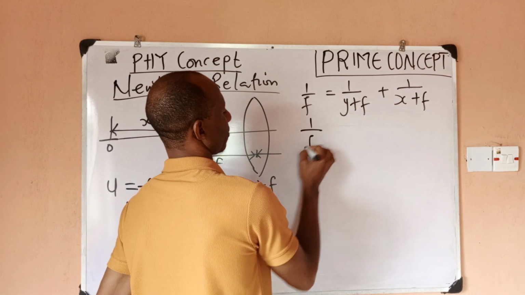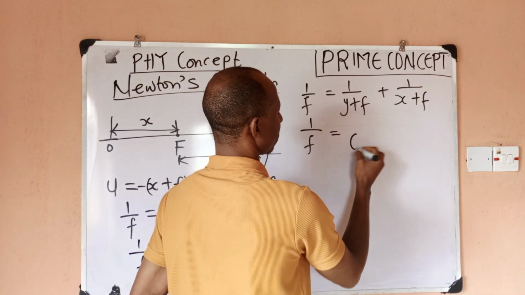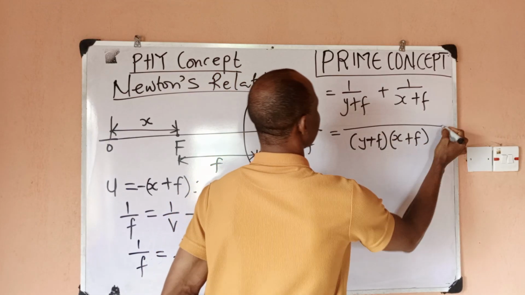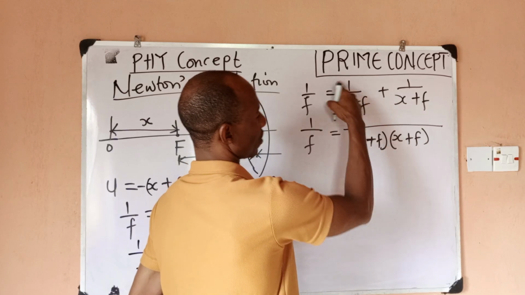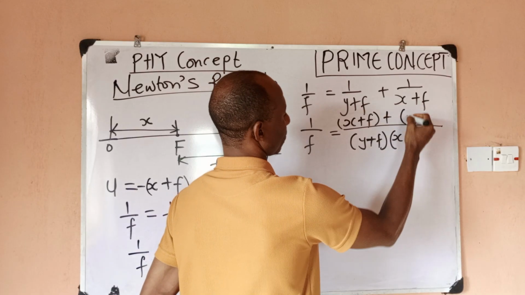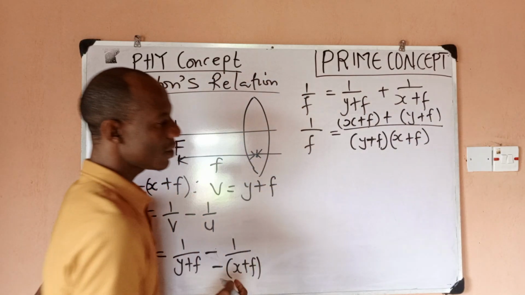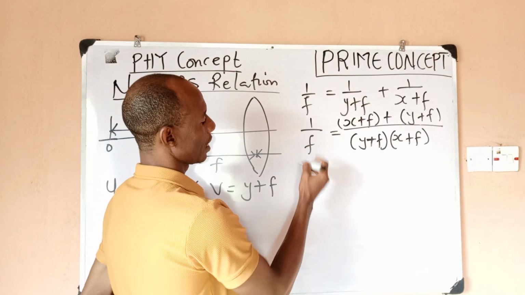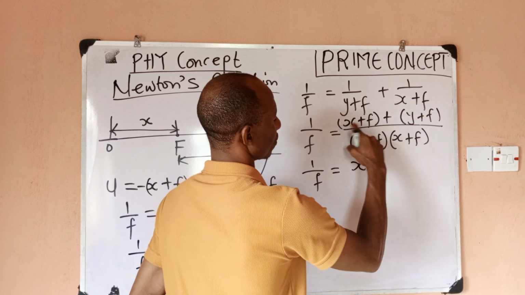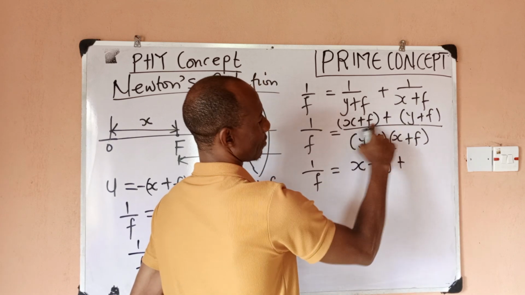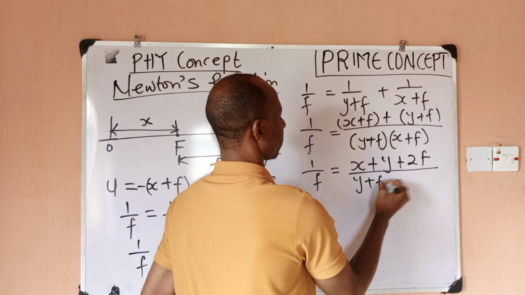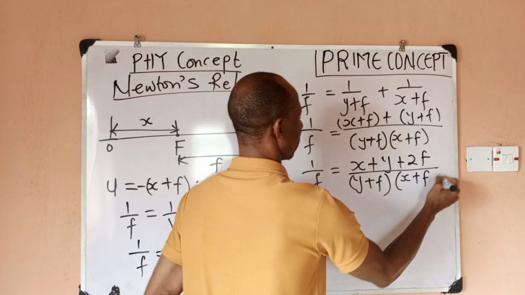So I have that 1 by f, the LCM is simply going to be y plus f multiplied by x plus f. This is my LCM. So that this would fizzle this, and then this will multiply this to get x plus f. This plus, I would have y plus f. Now, before cross multiplying, let's add up. I have 1 by f equals, this is going to give me x plus y. Then f plus f is what? 2f, all divided by y plus f into x plus f.